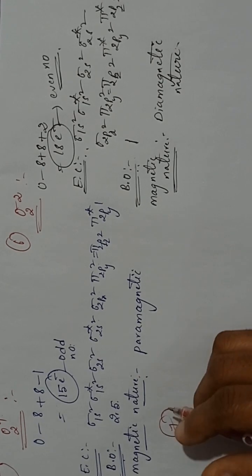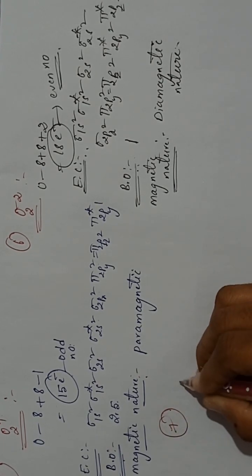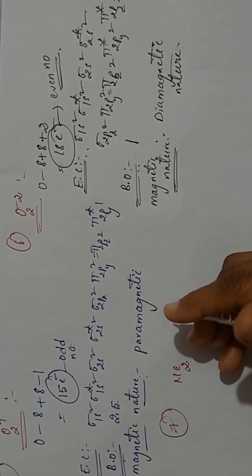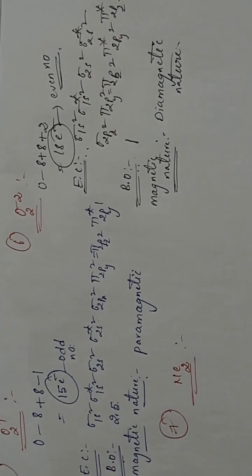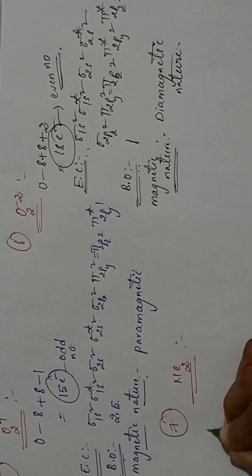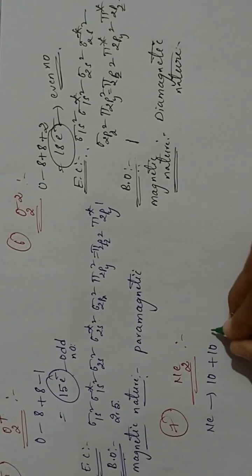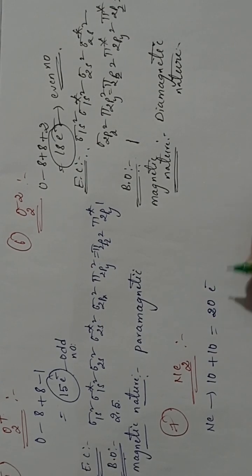Seventh one. Seventh one I am taking. Ne2 molecule I am taking. In Ne2 molecule, students, total how many electrons are there in neon? Atomic number is 10. Two atoms are there. 10 plus 10 how much, students? 20 electrons. Total 20 electrons.